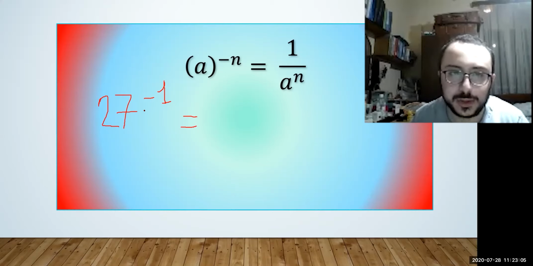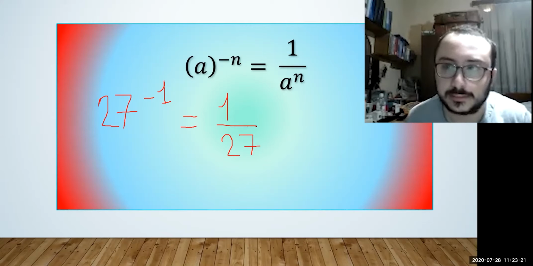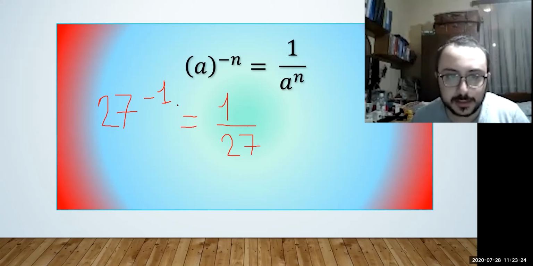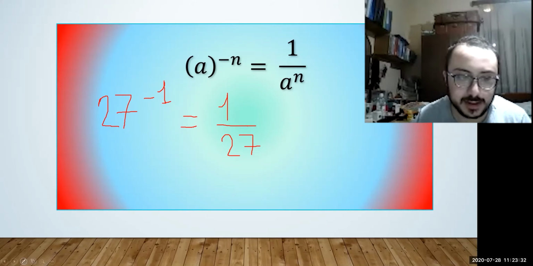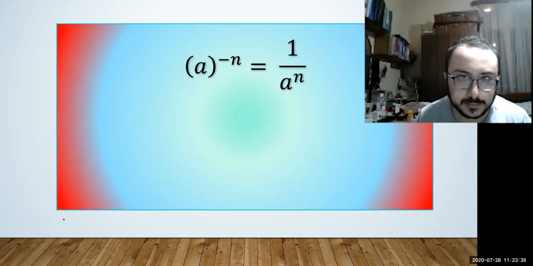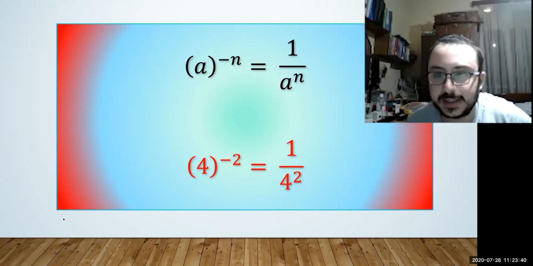So I will do it. When I put 27 power minus 1, I obtain 1 over 27 on the calculator. So if we give a number power minus 1, it's like we're inverting it. This is the idea. So for example, 4 power minus 2 is equal to 1 over 4 power 2.